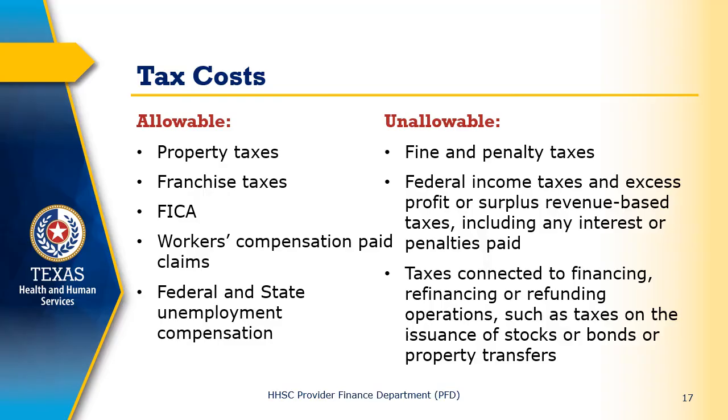In contrast, unallowable tax costs include fines and penalties imposed for non-compliance with tax regulations, as they do not contribute to legitimate business expenses. Federal income taxes, as well as excess profit or surplus revenue-based taxes, are categorized as unallowable because they do not directly relate to the cost of producing goods or services. Taxes resulting from refinancing or refunding operations, including property transfer taxes, also fall under the category of unallowable costs. Understanding these unallowable tax costs is crucial for accurate financial reporting.